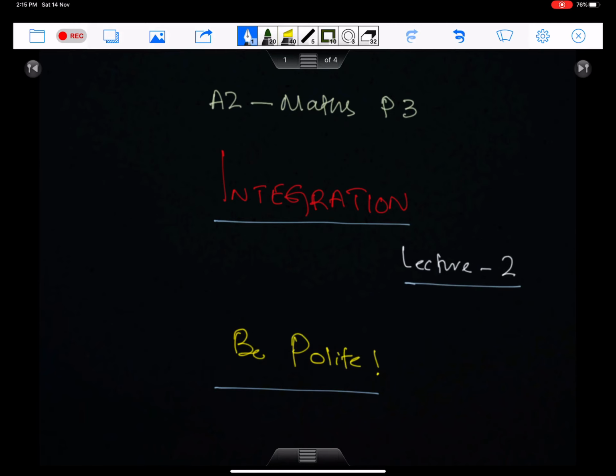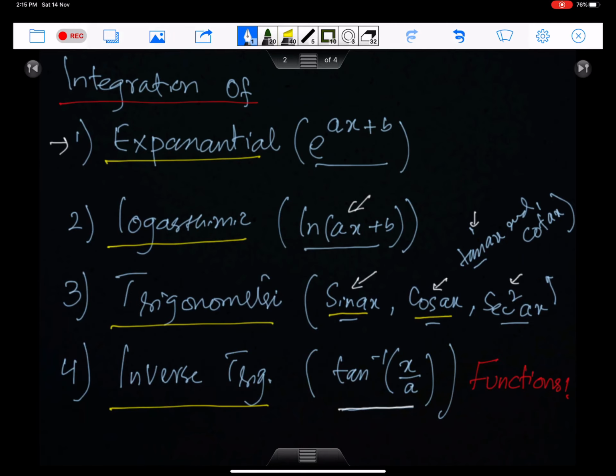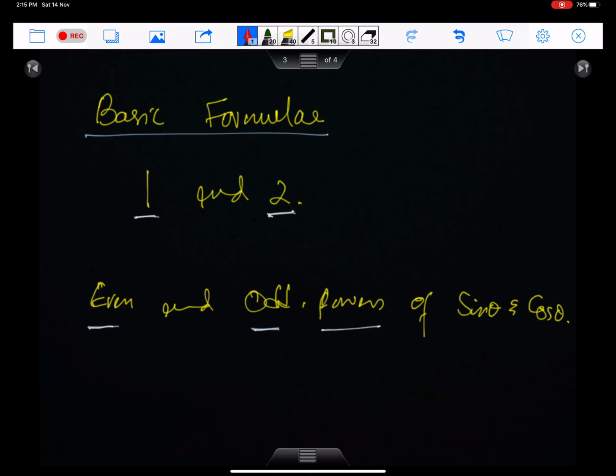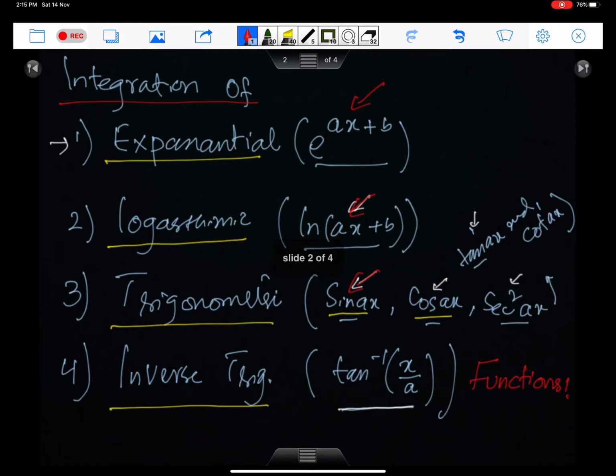Integration lecture 2. In this lecture I will discuss the integration of these functions: exponential, logarithmic, trigonometric, inverse trigonometric. I will discuss the integration of inverse trigonometric in my next lecture. And I will also discuss the basic formulae and the integration of even and odd powers of sine and cos in this lecture. So let's begin with the integration of these functions.